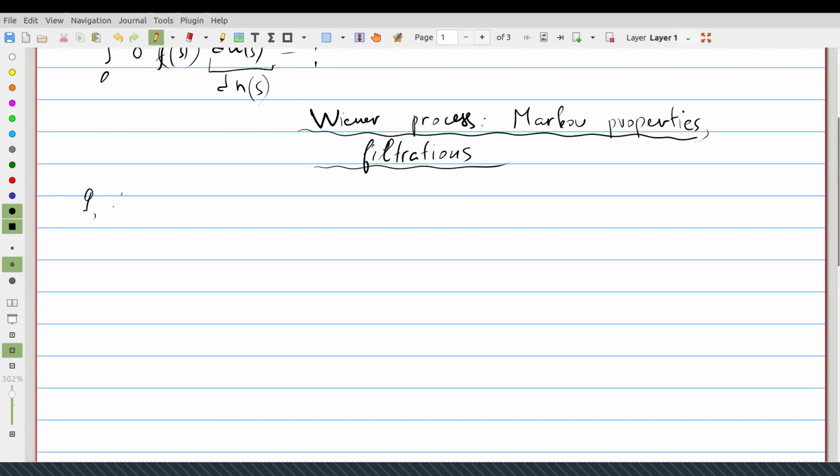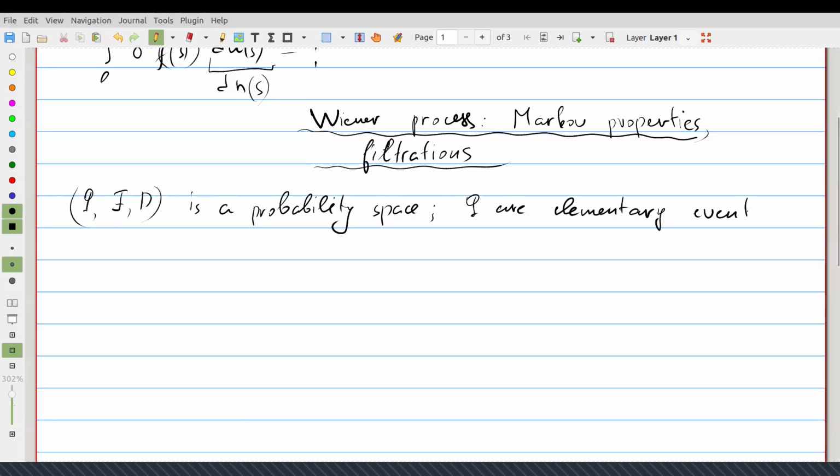So we have (Omega, F, P) is our probability space on which our objects are going to be defined. So recall that Omega is a set of elementary events, F is a sigma algebra of events, random events, and P is a probability measure.